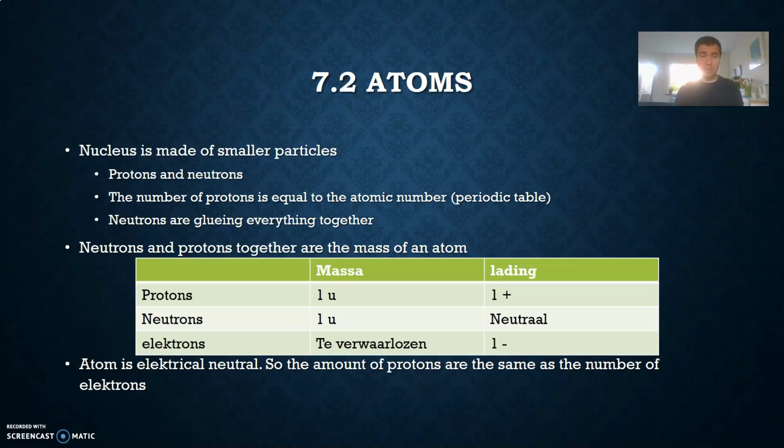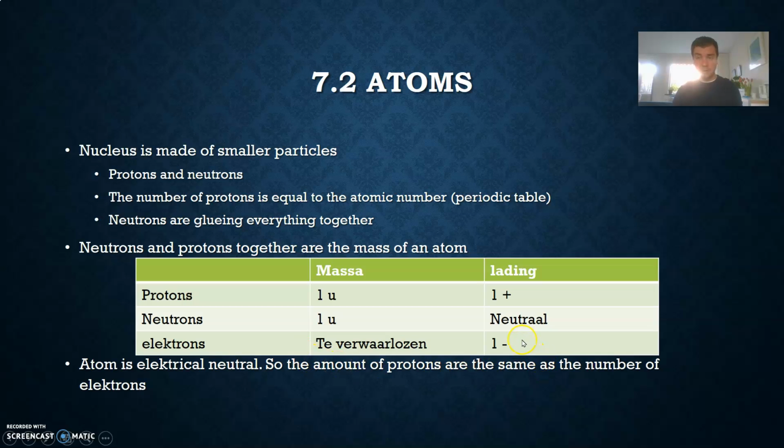And neutrons are the other particles in the nucleus, and they are more important for gluing the atom together. So they don't have a charge. The charge is neutral, but the mass is for gluing the atoms together. Protons have a mass and they have a positive charge. Electrons have a mass, but it's so small we can neglect it, and the charge is 1 minus.